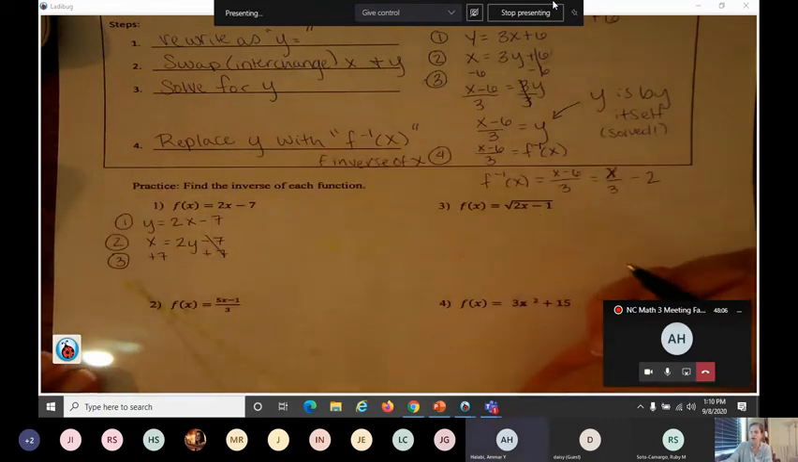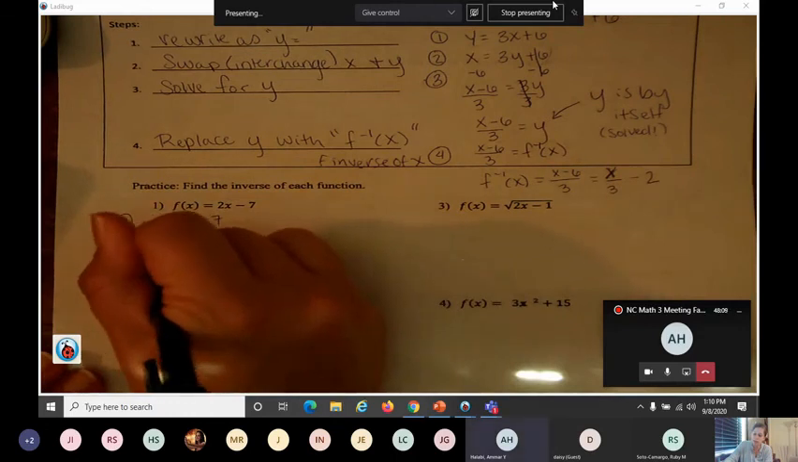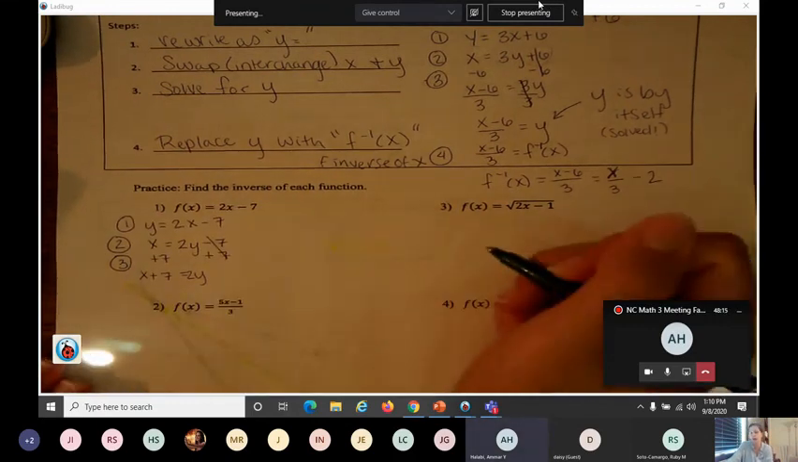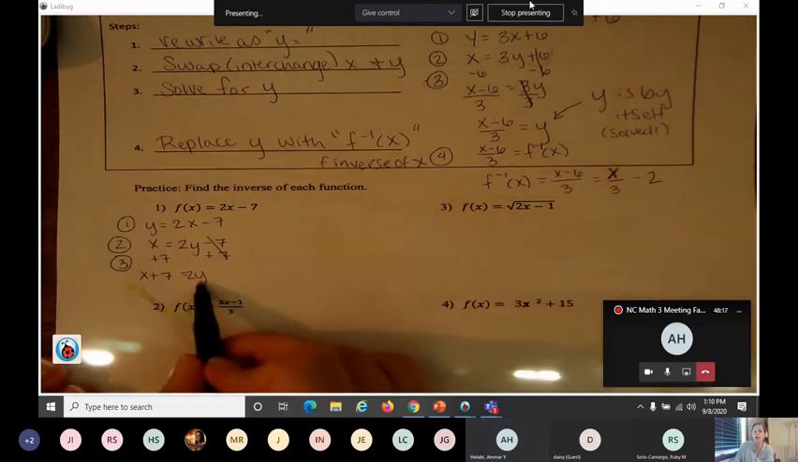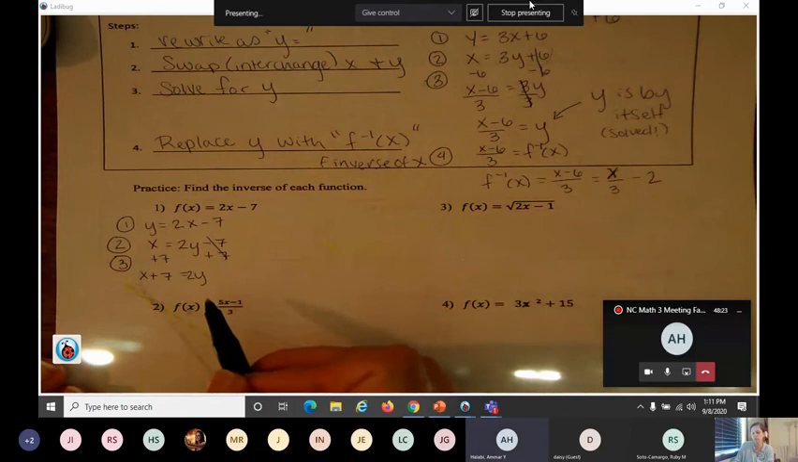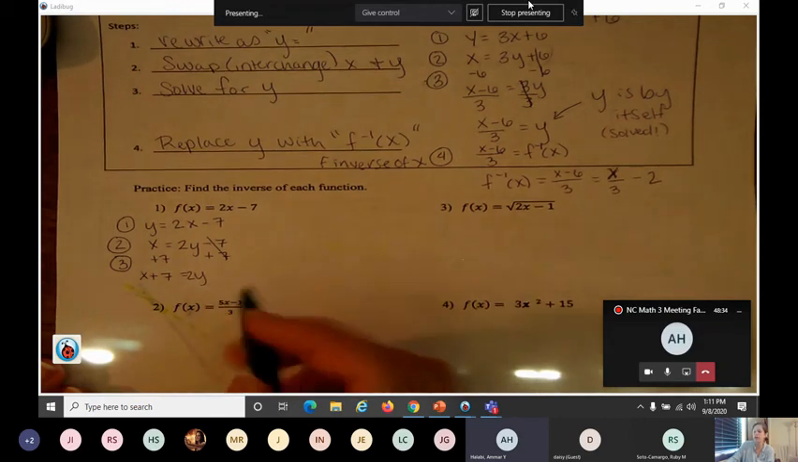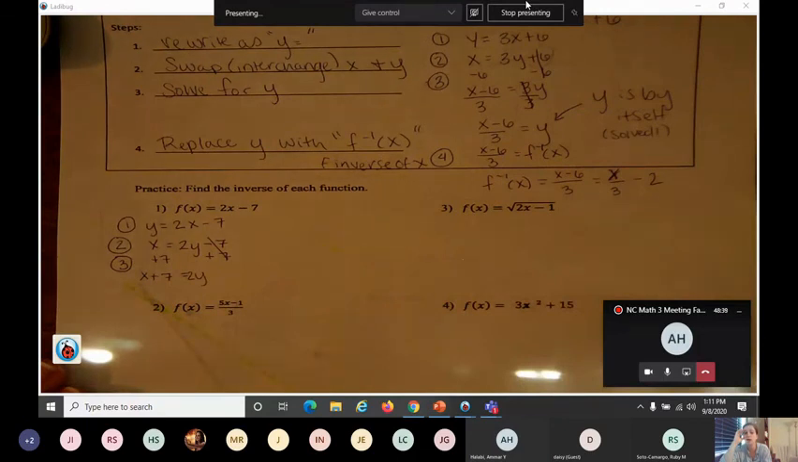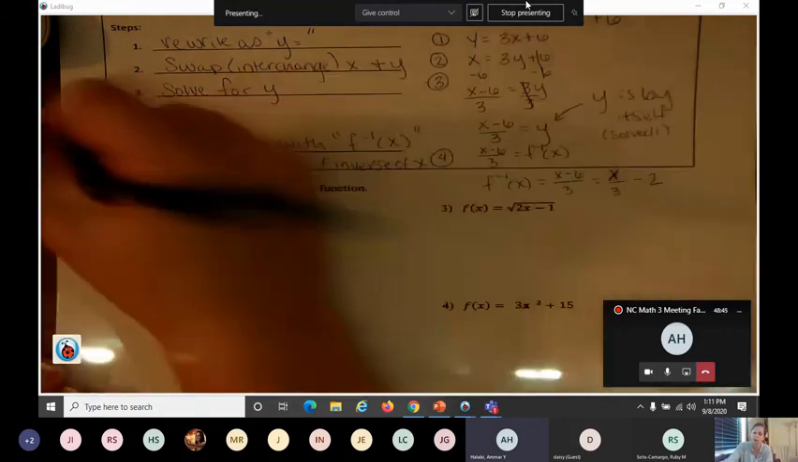Okay. On the left-hand side, I end up with x plus 7. And then on the right-hand side, I have 2y. Now, Amar, 2 and y are being multiplied right here. What's the opposite of multiplication? Well, what's the opposite of multiplying? No. So if I have like 2 times something, what do I do? What's the opposite of that? I don't know.